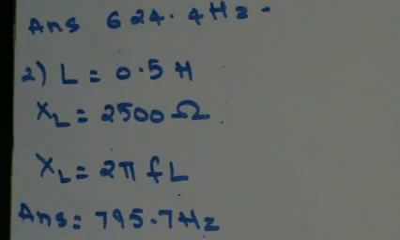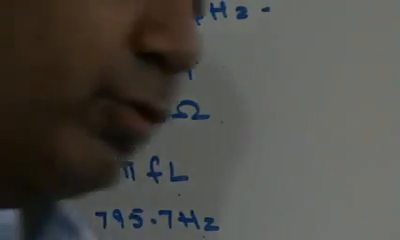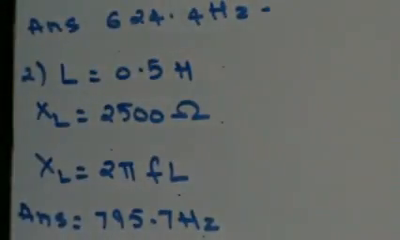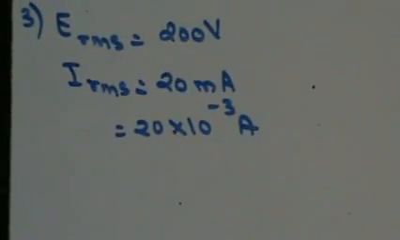Next, take the next one please. When a voltage of 200 volts is applied to an inductor, a current of 20 milliamps flows through it. Find the inductive reactance.